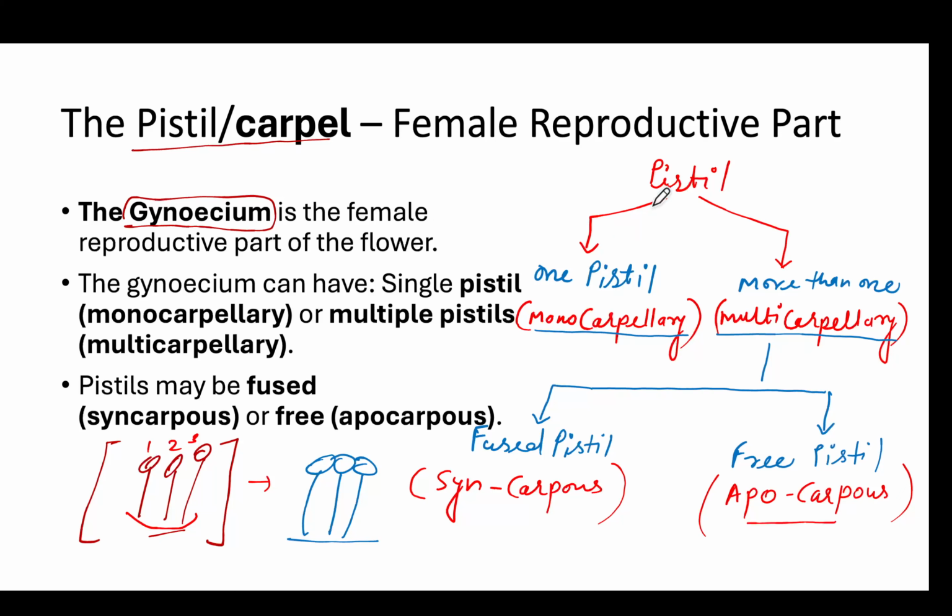Pistil is the female reproductive part in the flower. If only one pistil is present, we call it monocarpellary. If more than one pistil is present, that means it is multicarpellary. Now, in case of multicarpellary also, if all the pistils are fused together, we call it syncarpous. And if the pistils are not fused together, they are free, this type of pistils are apocarpous.